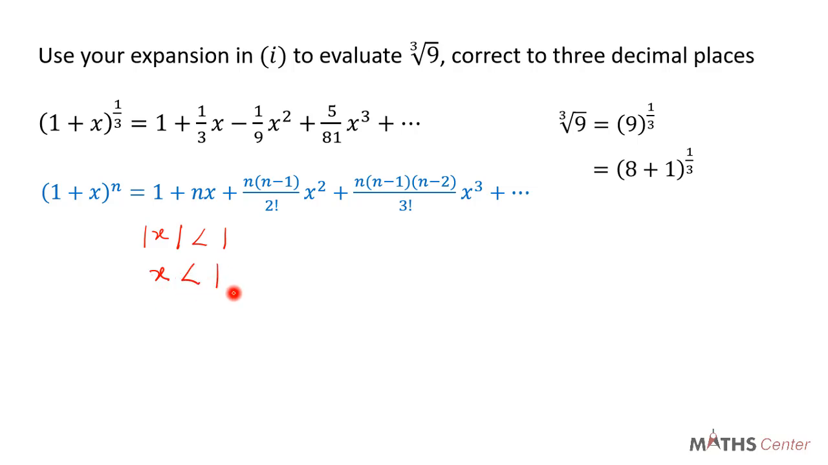What this means is that we can only use this expansion to evaluate a number if the value of x that we are substituting into the expansion is less than 1. Here, if we substitute 8 into the expansion, it will not work because 8 is not less than 1. So it means that we have to do something about what we have here so that we will be able to substitute a value of x that is less than 1 into this expansion.